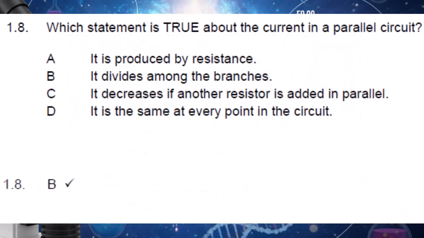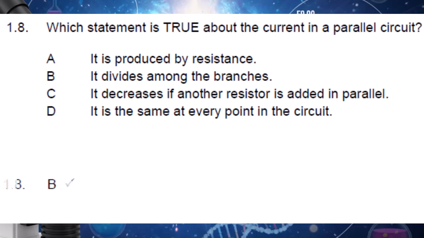Got it. And Q1.8 asks about current in a parallel circuit. What's the key rule? The defining characteristic is B. The current divides among the branches. The total current leaves the battery, reaches a junction, and then splits up, with some current going down each available path. Unlike a series circuit where the current is the same all the way around? Exactly. This splitting is fundamental to how parallel circuits work.